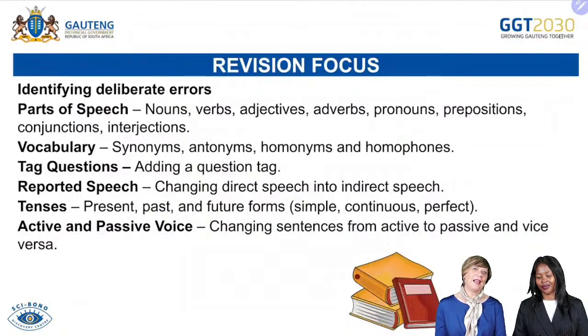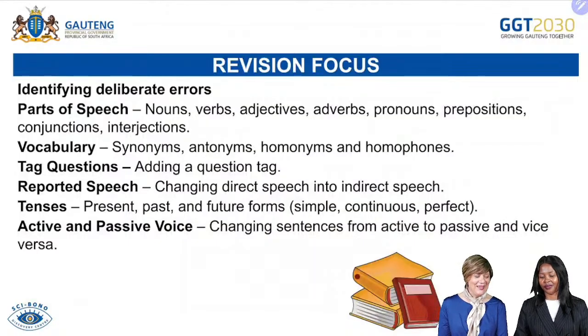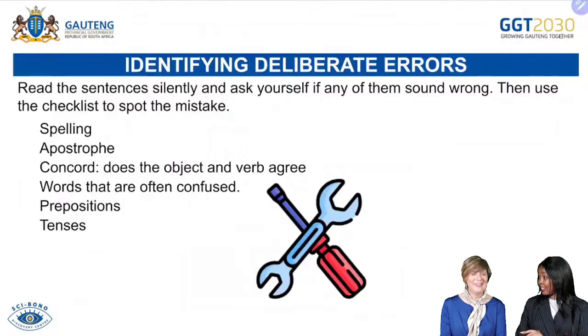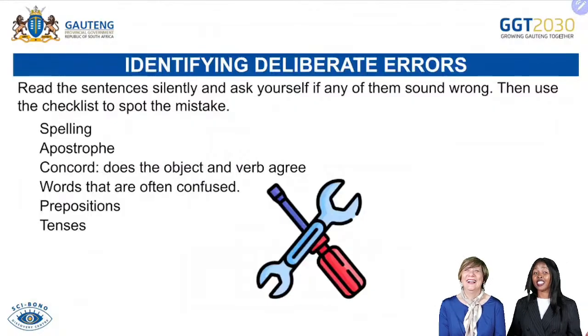So here's almost like a shopping list of things that will be asked, most probably. You will be asked to identify deliberate errors that have been made, parts of speech you need to identify, vocabulary. There are tag questions, there's reported speech, you've got tense questions, and active and passive. Yes, there are many other things that they can ask as well, but these are the key ones that usually pop up. And these are some of the other shopping lists that you need to consider when looking at the deliberate errors, which is the first 4 questions of question 5.